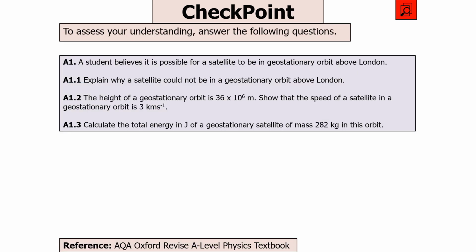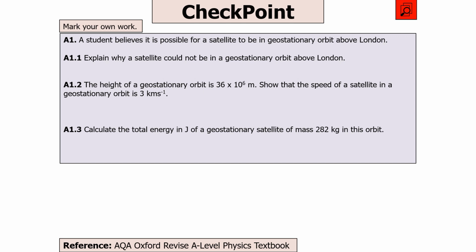The next question says, a student believes it's possible for a satellite to be in a geostationary orbit above London. Firstly, explain why a satellite could not be in a geostationary orbit above London. Then the height of a geostationary orbit is 36 times 10 to the 6 meters. Show that the speed of a satellite in a geostationary orbit is about 3 kilometers per second. And then calculate the total energy in joules of a geostationary satellite of mass 282 kilograms in this orbit. So pause the video now, then unpause the video when you want to go through your answer.